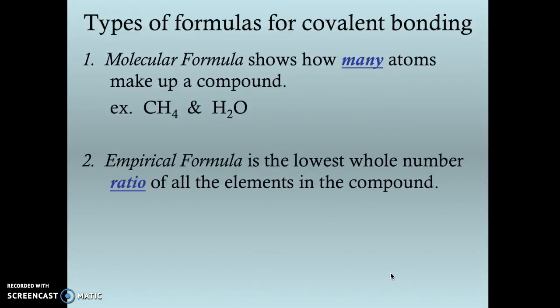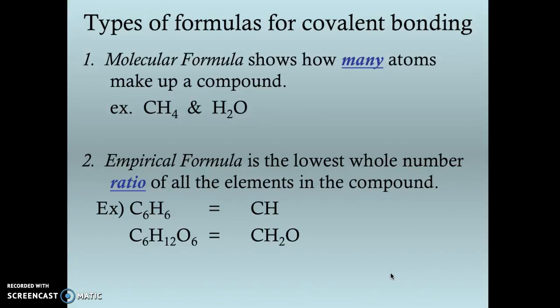There are different formulas when we want to represent covalent bonding. So a molecular formula shows how many atoms make up a compound. So methane, for example, is CH4. That subscript goes for the element that comes before it. So it's saying you have 1 carbon and 4 hydrogens. In water, it's saying you have 2 hydrogens and 1 oxygen.